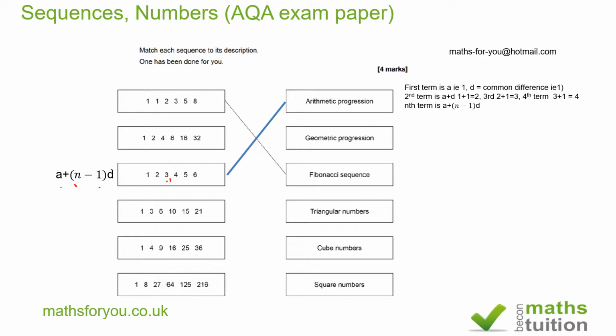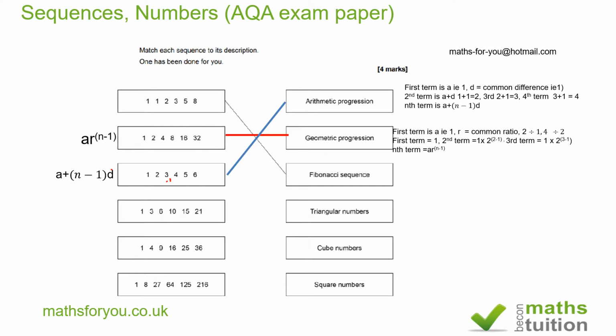Now we move on to geometric progression, and for geometric progression we have this one here. You can move from one term to the next by looking at the common ratio. For instance, if you divide 2 by 1, which is a ratio, you get 2. Divide 4 by 2, which is also a ratio, and you divide 8 by 4, you get 2.